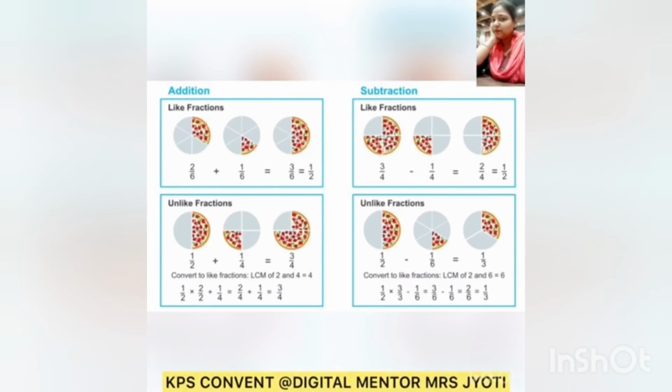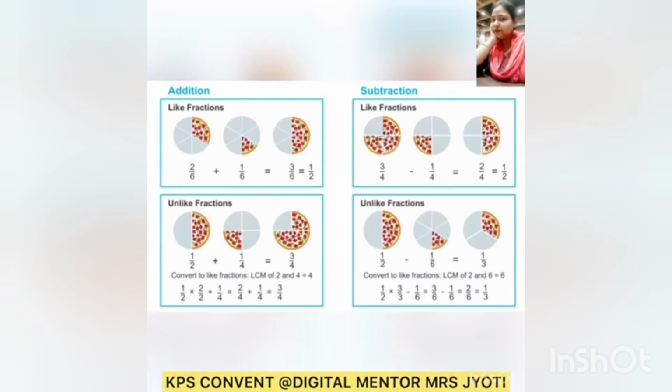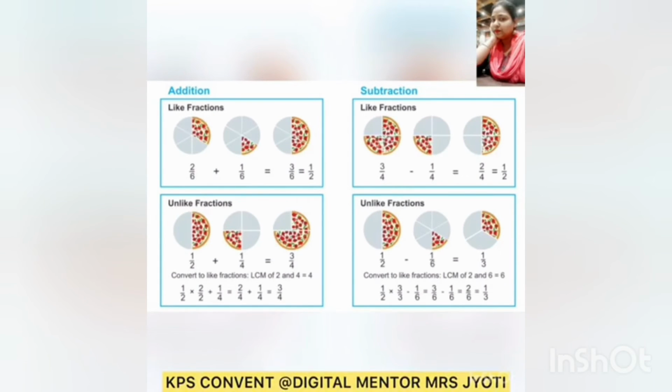In like fractions, we add the numerators and we write the denominator only. As you see on the screen, we have 2 by 6 plus 1 by 6. What we have to do? We add only 2 plus 1. So we get 3. The fraction will be 3 by 6. And on the other hand, subtraction, we do the same, but we subtract the numerators. But in unlike terms, we don't have the same denominator. So we convert the fraction into the equivalent fraction with the same denominator as you see on the screen.